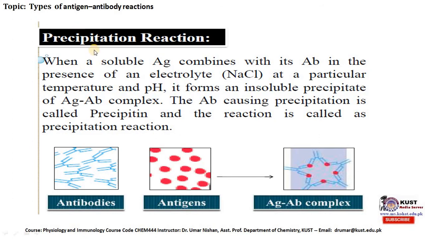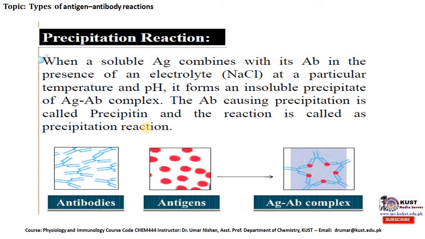Precipitation reaction. When a soluble antigen combines with its antibody in the presence of an electrolyte NaCl at a particular temperature and pH, it forms an insoluble precipitate of antigen antibody complex. The antibody causing precipitation is called precipitin, and the reaction is called precipitation reaction.